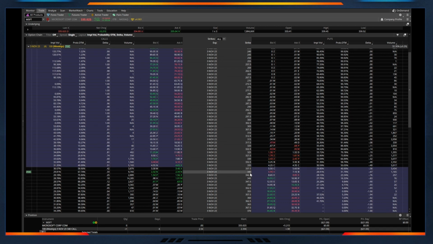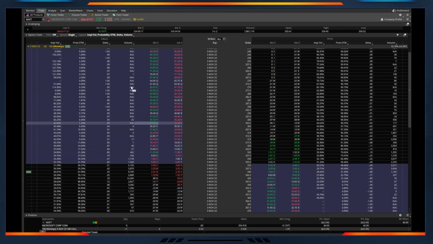We are hoping Microsoft pushes up to 340. So we'll see the 340 option here. And the left-handed side is the call options. And this is essentially betting that the stock is going to go up by this date above this current price.